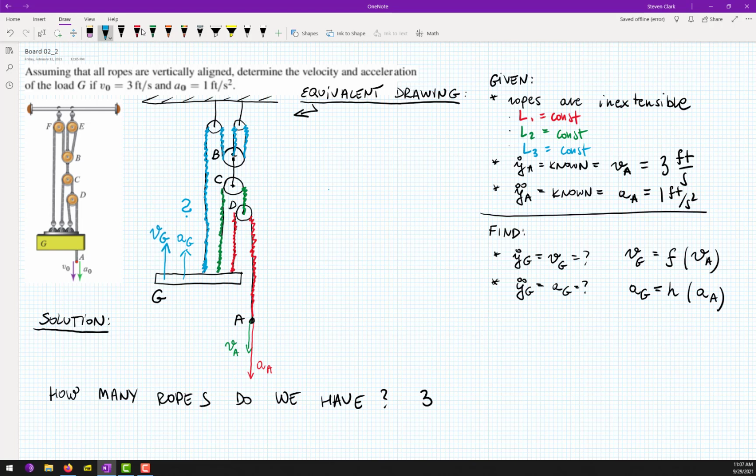But before we do it, let us define some elevations in the drawing. So I would like to get rid of this equivalent drawing, and I would like to introduce a datum here. This is our datum, okay? No, not this. This is our datum.